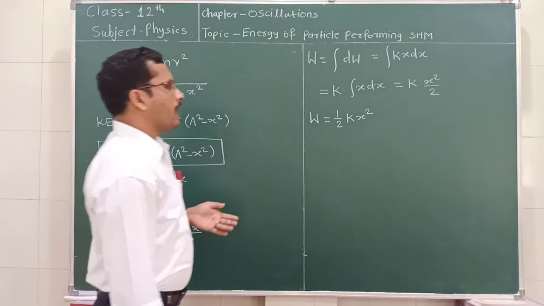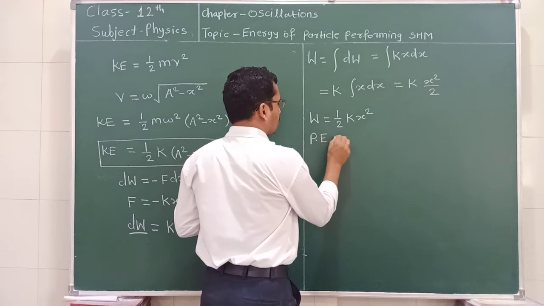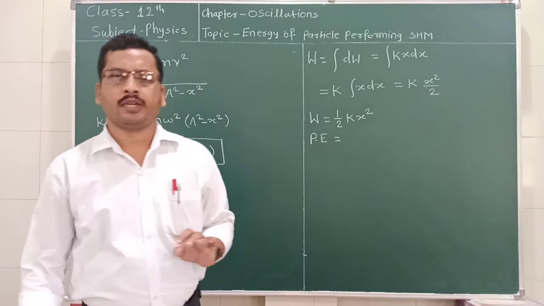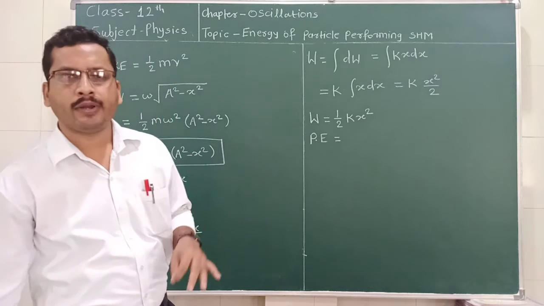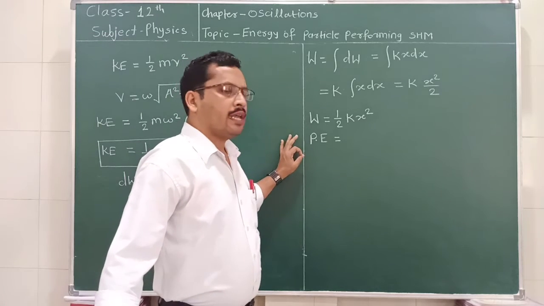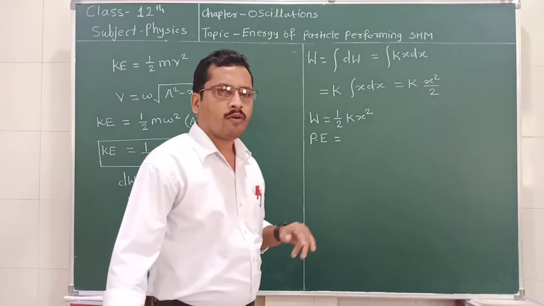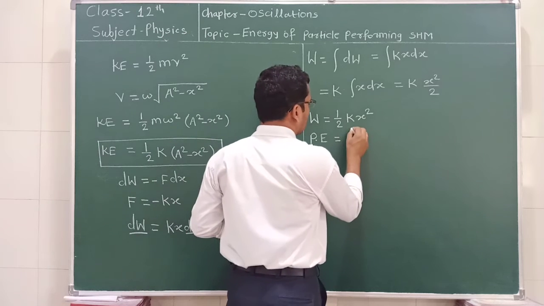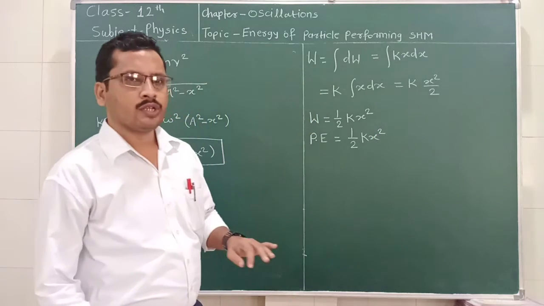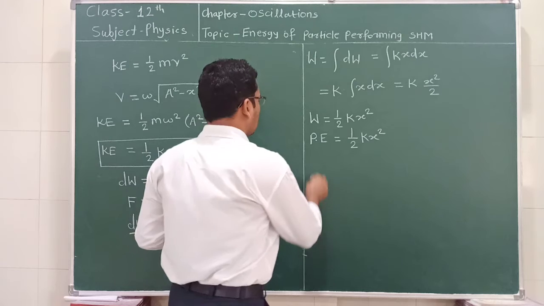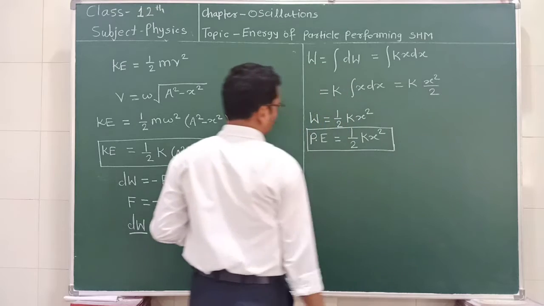So this is the work done, and this work done is stored in the form of potential energy. If there is a magnet, then it is a magnetic potential energy. If there is a simple pendulum, it is a gravitational potential energy. In the case of simple harmonic motion, this work done is stored as potential energy, which is equal to 1 by 2 k into x square. So this is the potential energy of a particle performing simple harmonic motion.